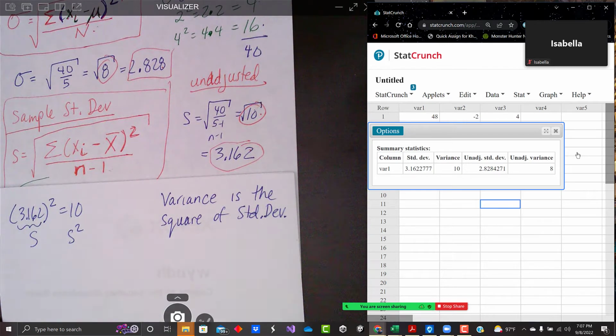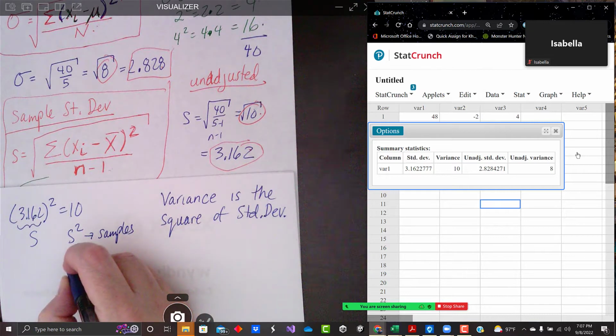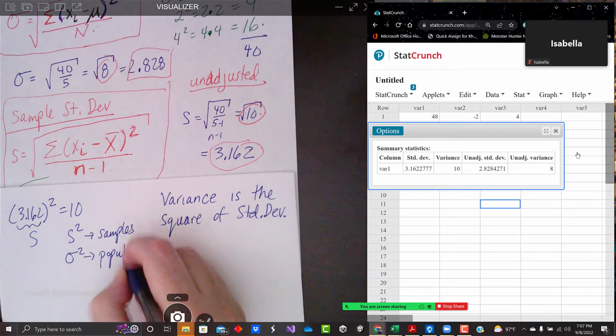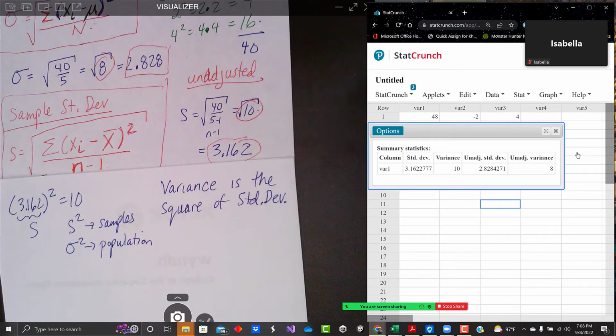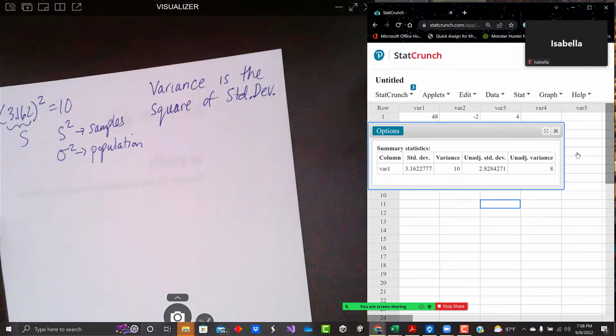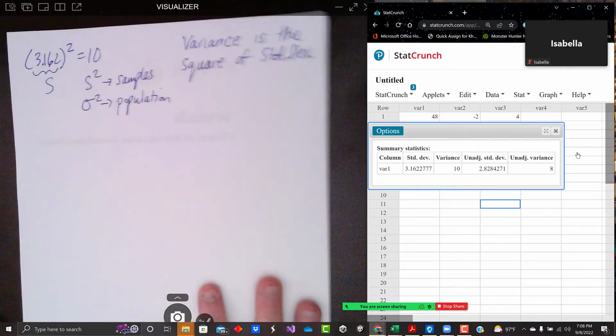It's the same for both groups. So S squared is for samples. And for population, we had sigma. Sigma squared will be for population. I don't know why they use 2 different ones. There's not a whole lot of difference. It's doing an extra math step along the way. It's not like they're calculating something different. They are literally the exact same calculation. So I don't know why they got hooked on doing it in mathematics. It's just the way it is.